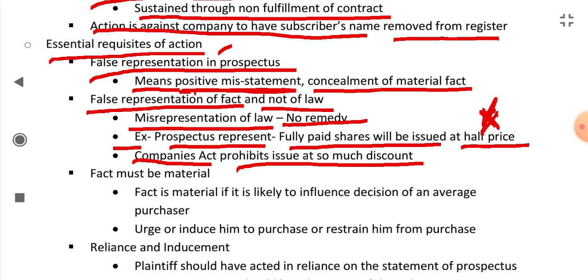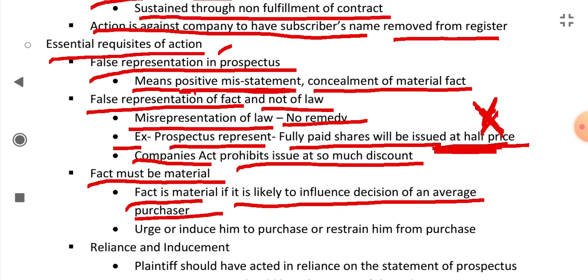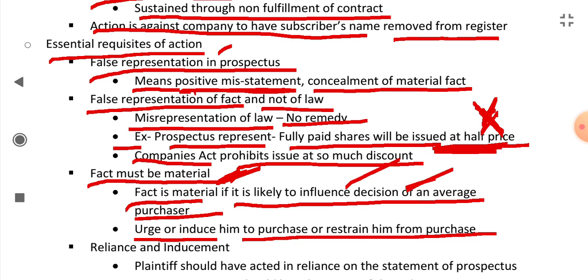Not of fact. A person buying shares should know what the correct law is. If he says that he bought the shares by believing in the statement, then he will not get compensation, because this is false representation of law, not of fact. The fact must be material, it should not be immaterial. A fact is material if it is likely to influence the decision of an average purchaser and induce him to purchase or restrain him from purchase. If it is likely to influence the decision of an average purchaser, then that fact is called a material fact.